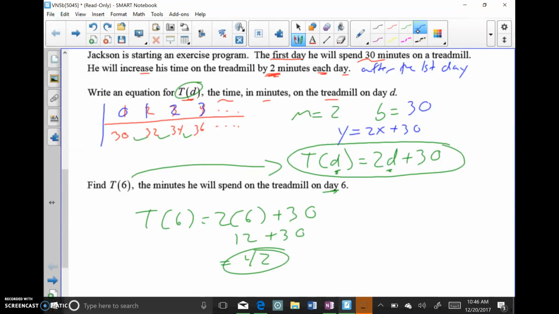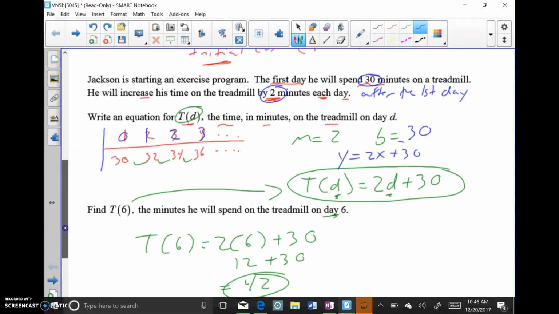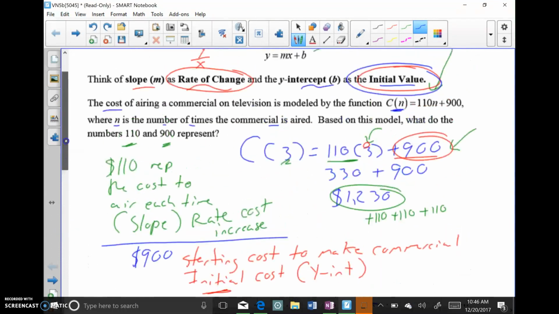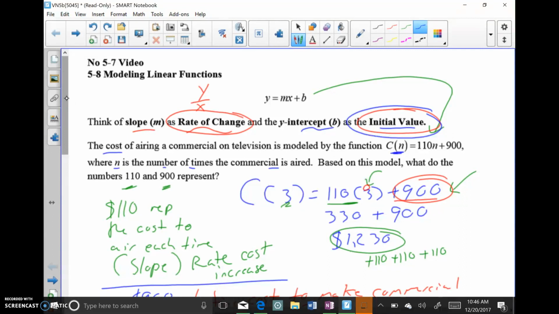But understanding that the initial value is 30 and your rate of change is 2 is really the underlying big piece here. And being able to create the equation or read the equation in the context of a problem is really what we're learning here. So that's 5-8 modeling linear functions.